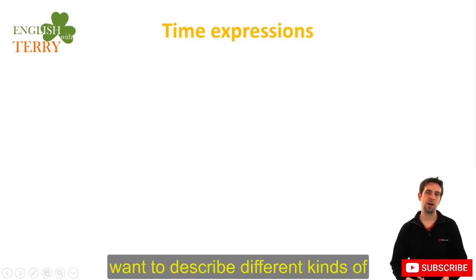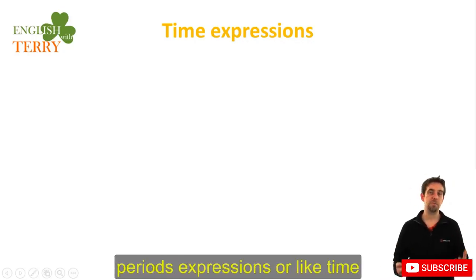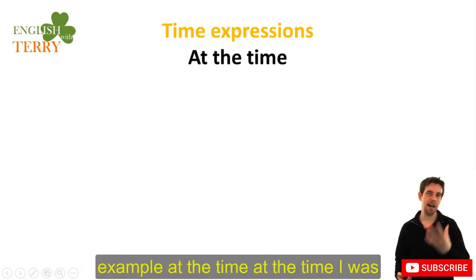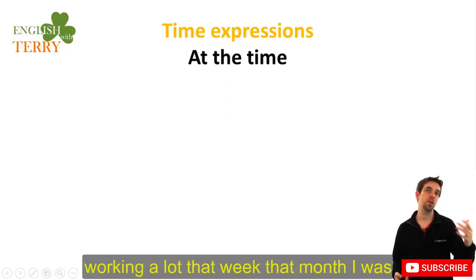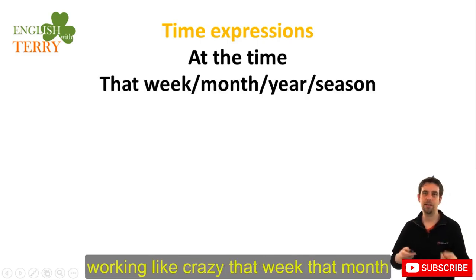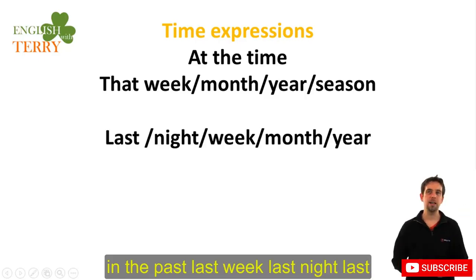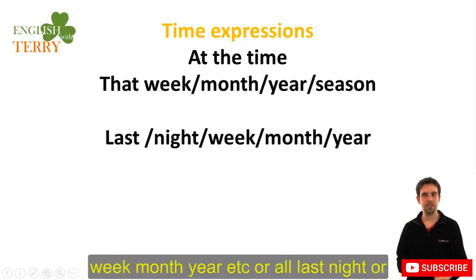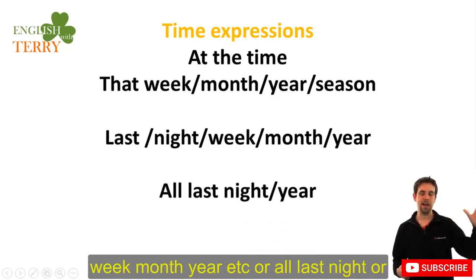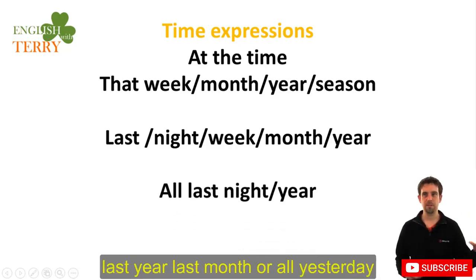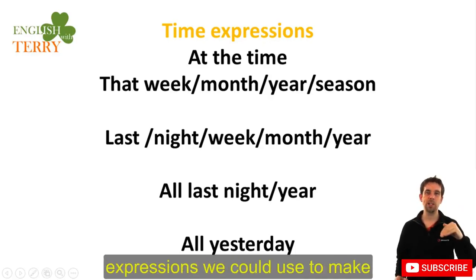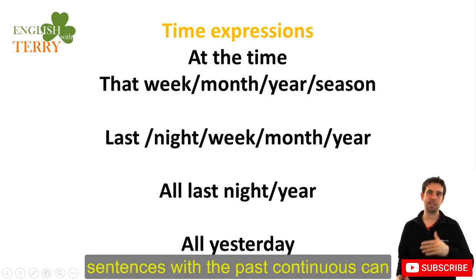Now, when we want to describe different kinds of periods, time expressions are really useful. For example, at the time I was working a lot. That week, that month, I was working like crazy that week, that month. In the past, last week, last night, last week, month, year, etc. Or all last night, all last year, last month, or all yesterday, for example, right? These are all time expressions we could use to make sentences with the past continuous.